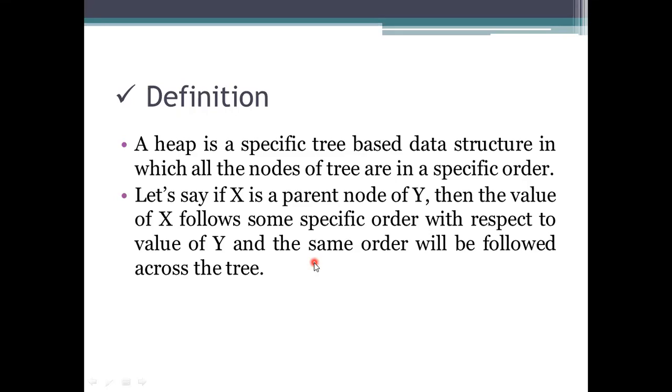Okay. If you see, X is a parent node of Y. So here, the X value should follow a specific order with respect to Y, and it has to be done across the tree. So what is the specific order or relation? This is based on the type of the heap we are using; we will place the nodes in that specific order.